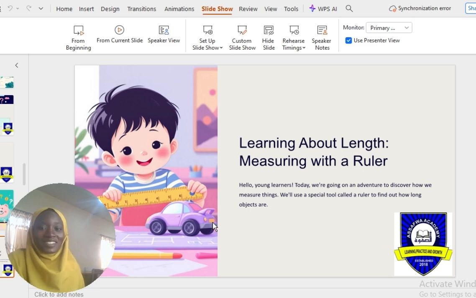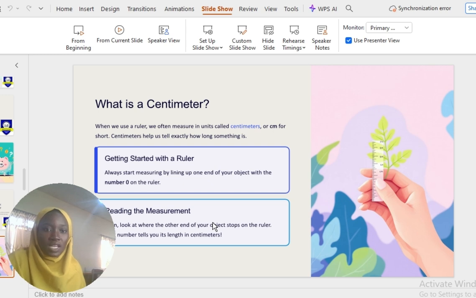Learning about length, measuring with a ruler. We have looked at non-standard measures and we have looked at lengths and the standard units of measurement. Now we use a ruler to measure. When you use a ruler, we often measure in units called centimeters. I showed you on your ruler the centimeter line, which helps us to know exactly how long an object is. When you use your ruler, you make sure you start from 0 to get accurate measurements.